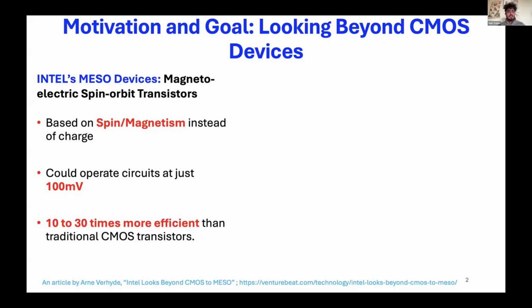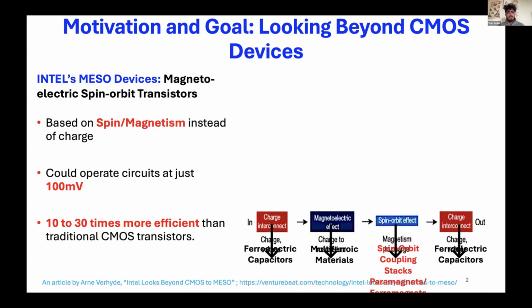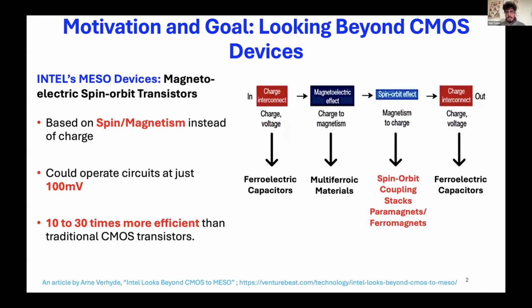magnetoelectric spin-orbit transistors. It is based on spin magnetism instead of charge, and Intel claims that it can operate at a very low voltage of about 100 millivolts, and they claim that it's 10 to 30 times more efficient than traditional CMOS transistors. So to give you a brief idea about these devices, it consists of four components.